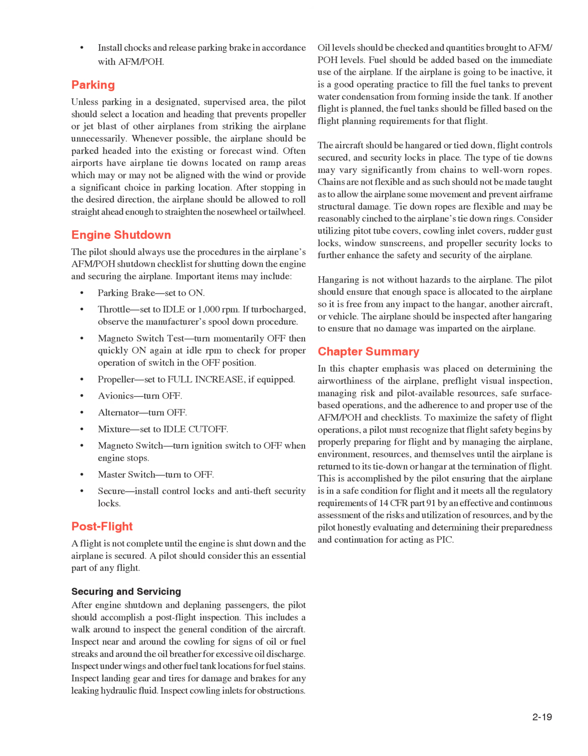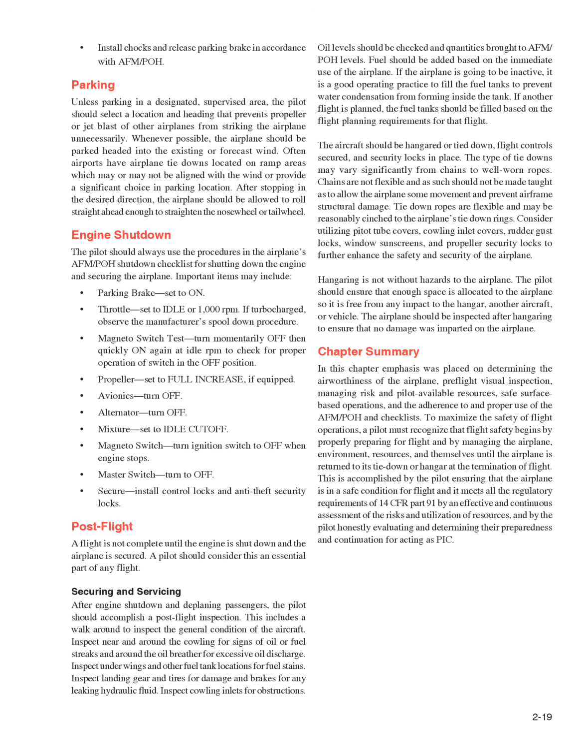Parking: unless parking in a designated, supervised area, the pilot should select a location and heading that prevents propeller or jet blast of other airplanes from striking the airplane unnecessarily. Whenever possible, the airplane should be parked headed into the existing or forecast wind. Often airports have airplane tie-downs located on ramp areas which may or may not be aligned with the wind or provide a significant choice in parking location.